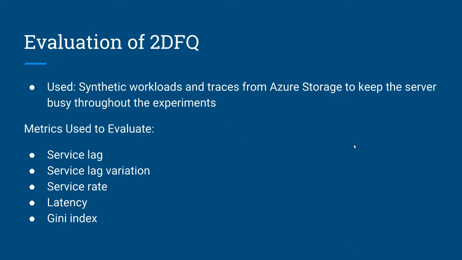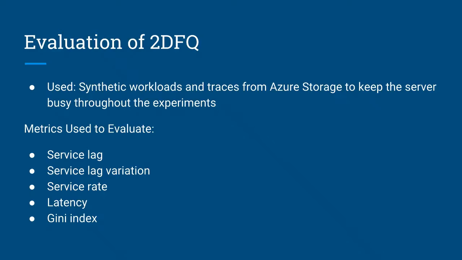And moving on to the next, we have the evaluation of 2DFQ, and it's about the implementation of all schedulers in a discrete event simulator, where the requests were scheduled across a fixed number of threads, using synthetic workloads and traces from Azure storage to keep the server busy. So this is how they employed the experiments, and they are comparing three different baseline algorithms, which are 2DFQ, WFQ and WF2Q.